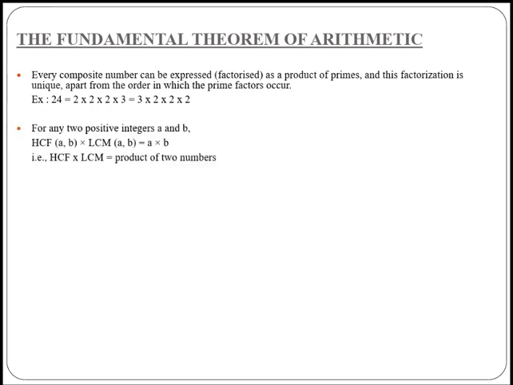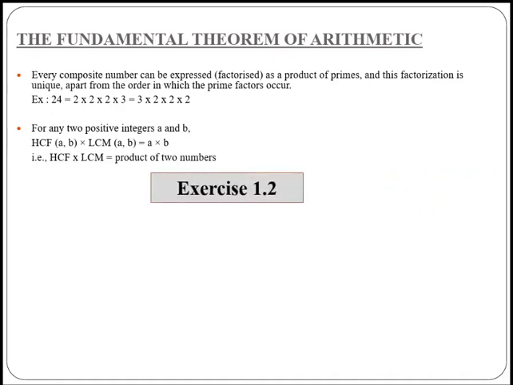Now, let us take any two positive integers a and b and find their HCF and LCM. When you find their HCF and LCM, you will always get HCF of a and b multiplied by LCM of a and b will always be equal to a into b. That is, HCF into LCM is equal to the product of the two numbers. And this is our formula. That is, HCF into LCM will always be equal to the product of two numbers.